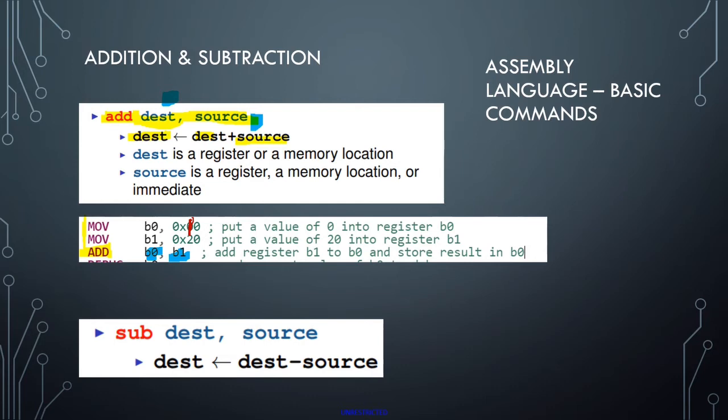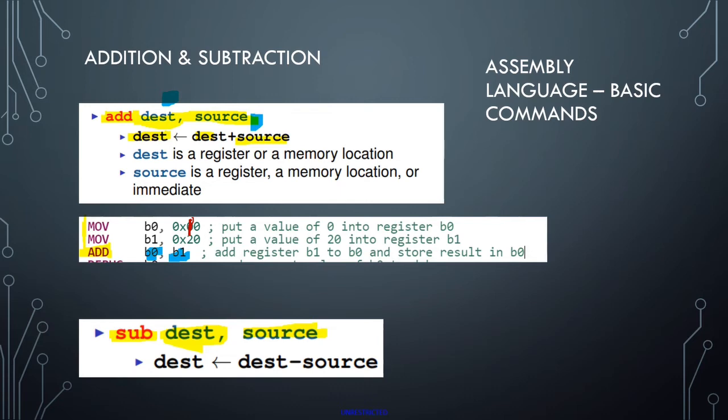Okay, subtraction works much the same way. Just again, we have to keep our source and destinations straight. Let me switch to my highlighter here. So subtraction we represent with SUB. It's pretty easy to remember, SUB for subtraction. And again, we have what we refer to as a destination on the left, separated by a comma from the source on the right.